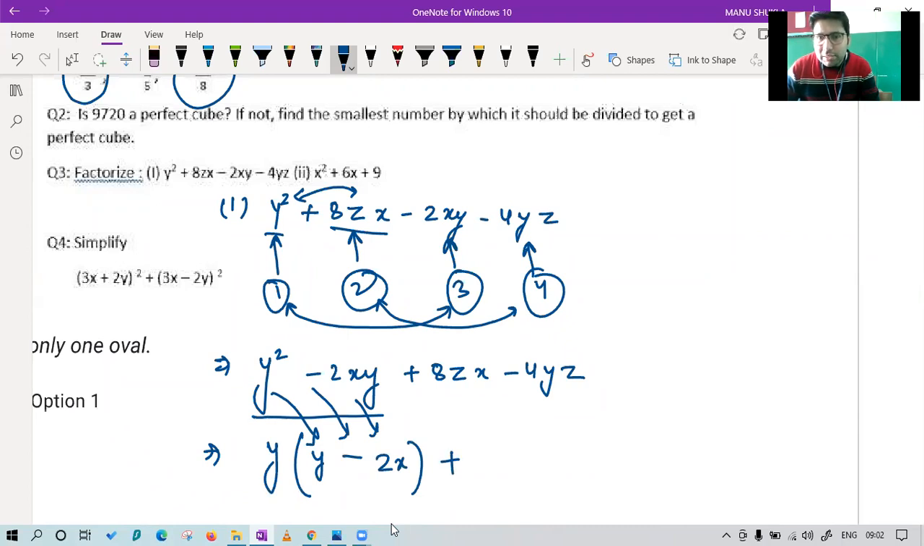Plus, what is common in these two? Please tell. What is common in the next group? Class? Please tell what is common in the next group. Anyone? So please explain middle term splitting. Oh, Krisha, same thing. Don't worry. The next question is based on that only. So we will do that. First, you tell me what is common in these two.